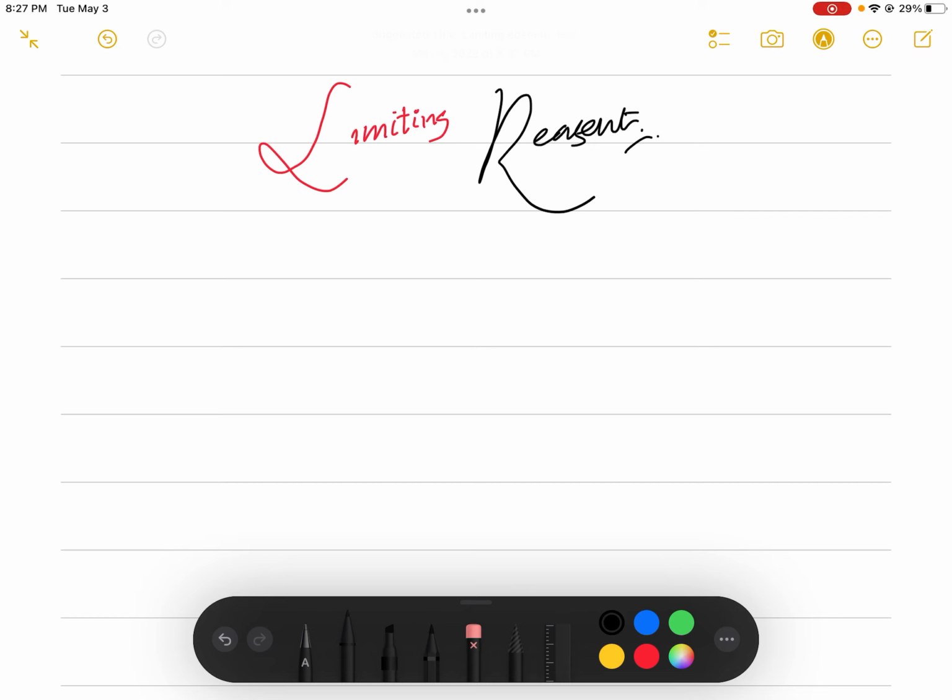Today we'll go with the limiting reagent concept. Actually, what is a limiting reagent? Let's go with some simple daily life examples, right? Fine.